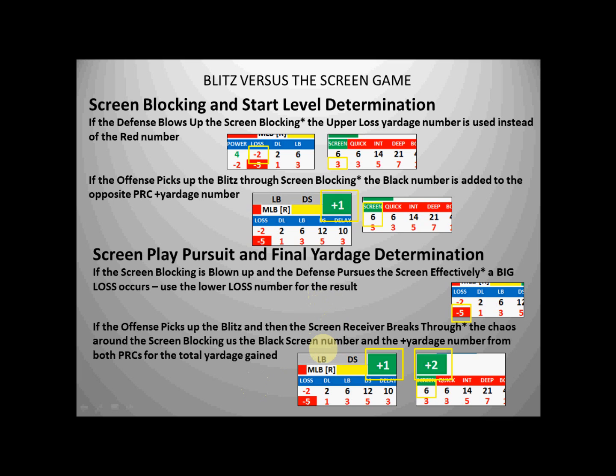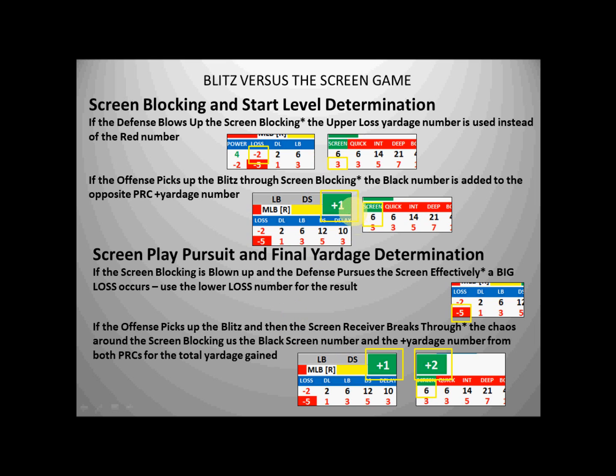So again, what you're doing on a blitz versus a screen game, you're determining what level. Like always, there's 2 main factors. There's level, and then there's the final yardage to determine if a bump up happens or not. And if the defense is able to blow up the screen blocking, or the offense doesn't block it up well, then you start 1 level lower than the red, which is a loss. And then from there, you determine everything that happens.